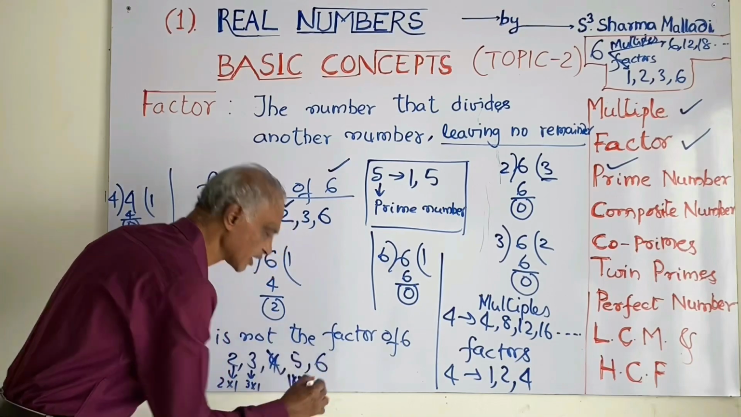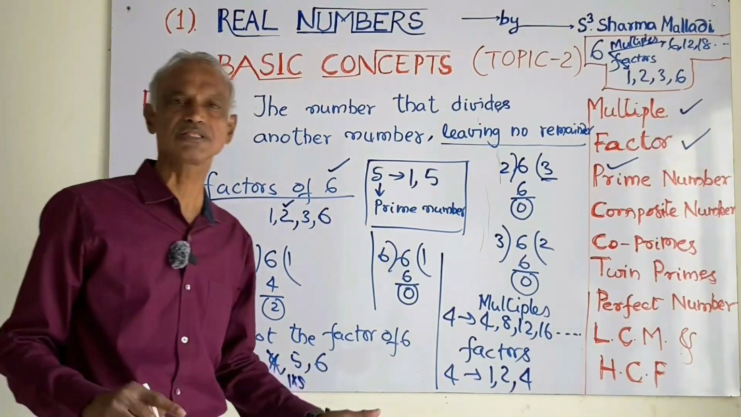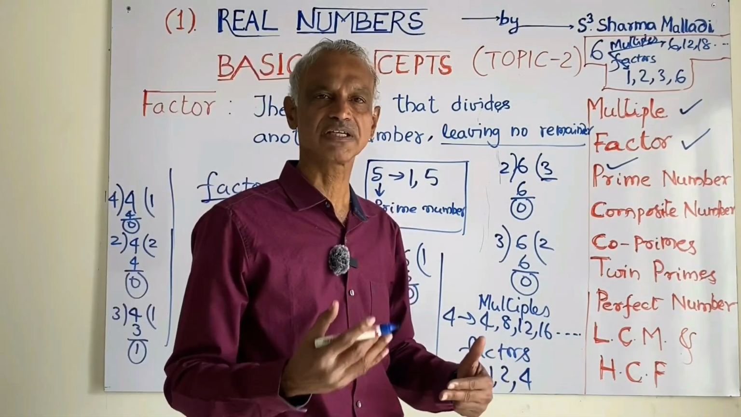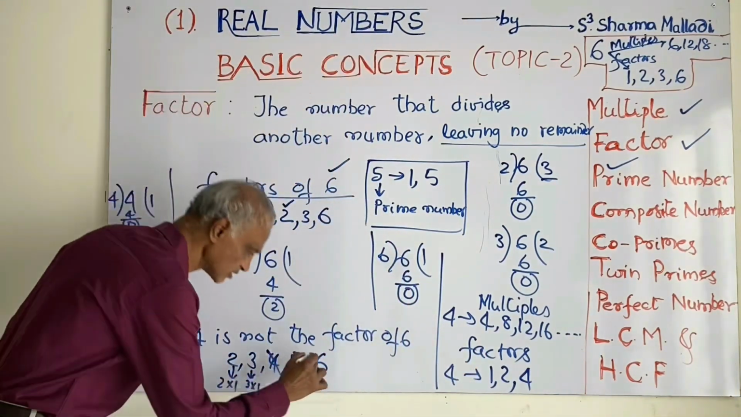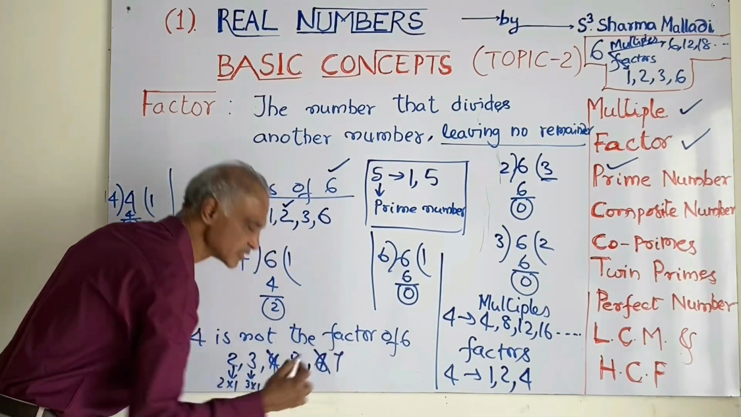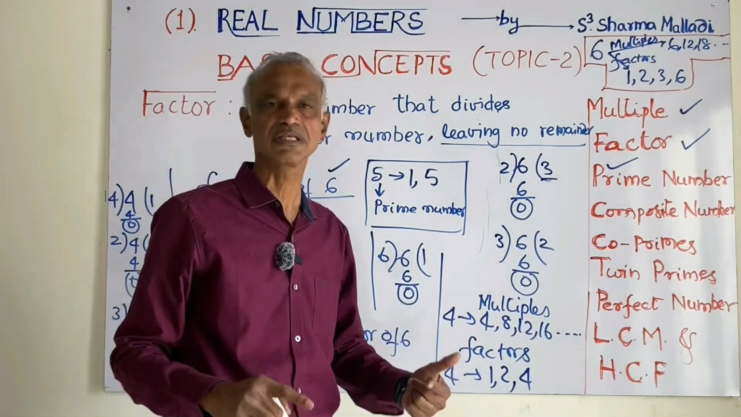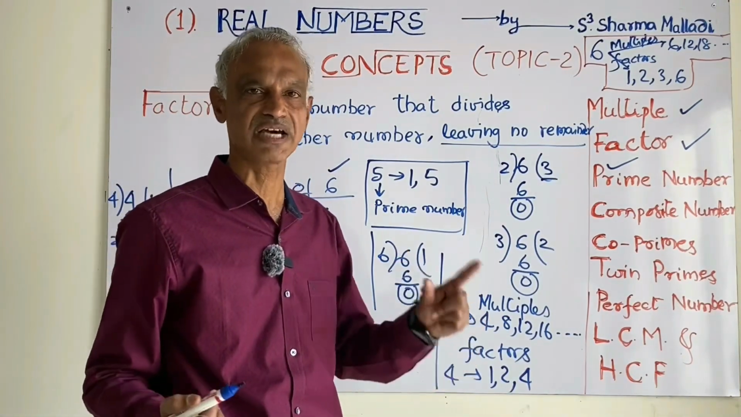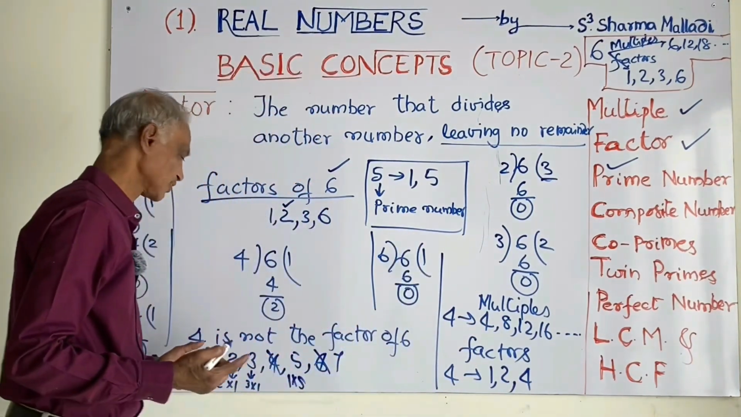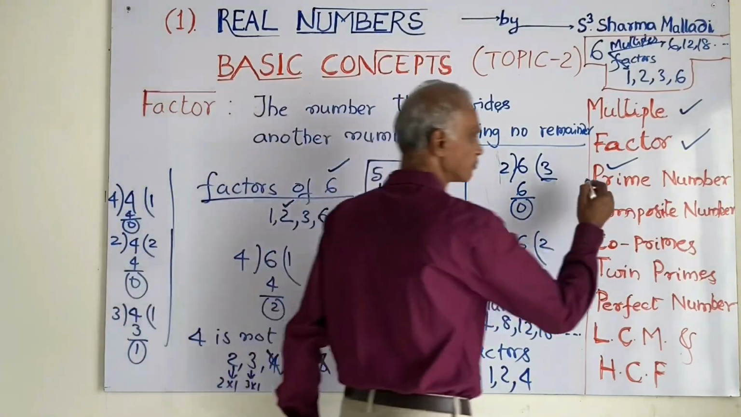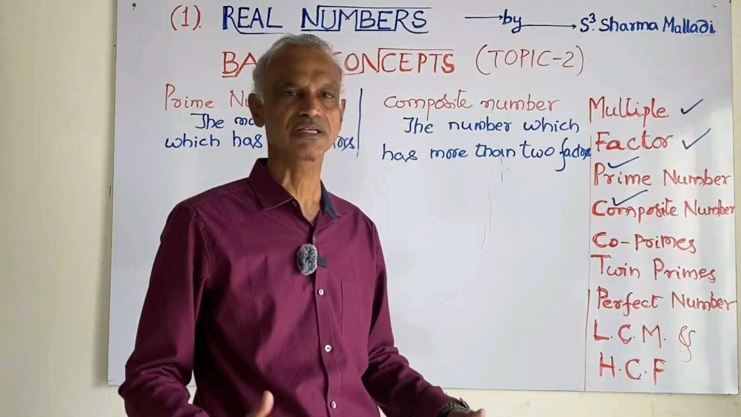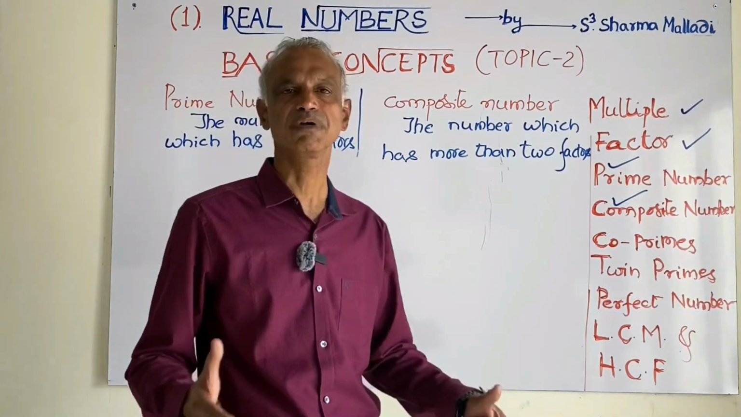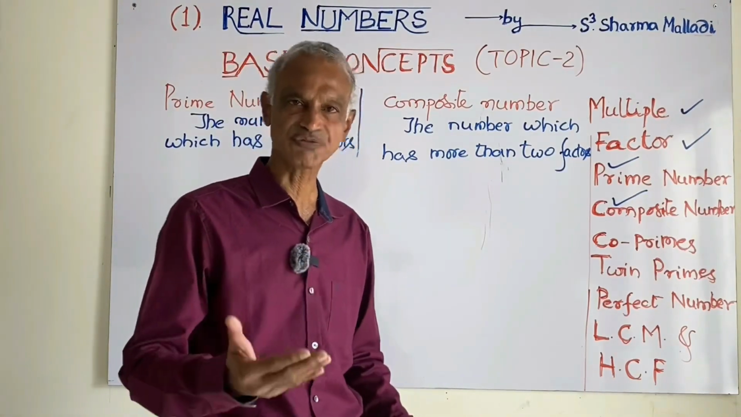6 is not a prime number because it has more than 2 factors. 1, 2, 3, 6 are the factors of 6. 6 is not a prime number. 7 is a prime number because it has only 2 factors, 1 and 7. Like this, I will tell you what is a prime number. What is a prime number? A number which has 2 factors. What is a composite number? A number which has more than 2 factors.